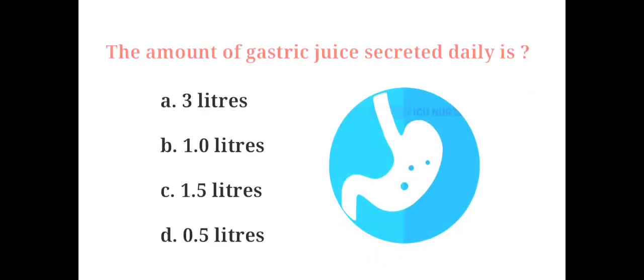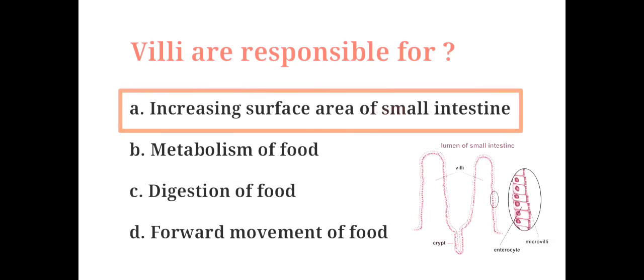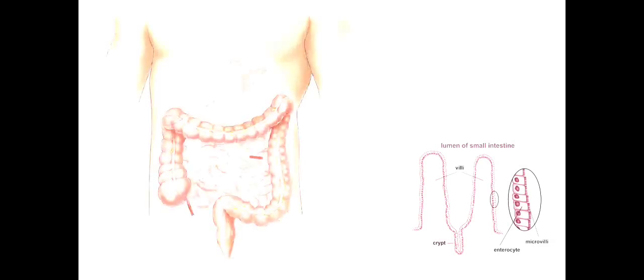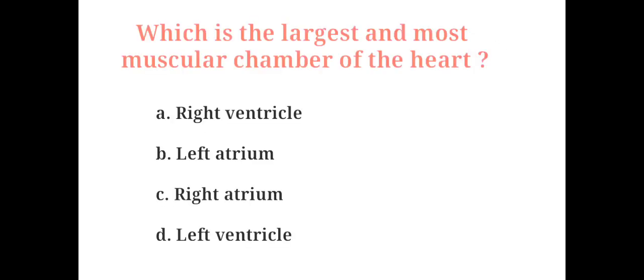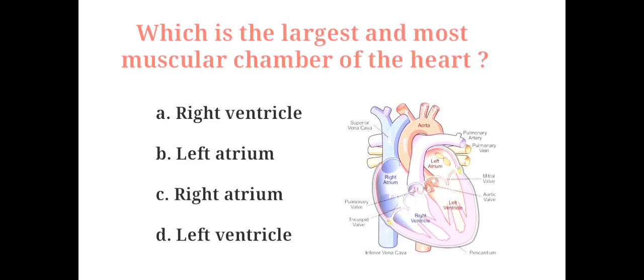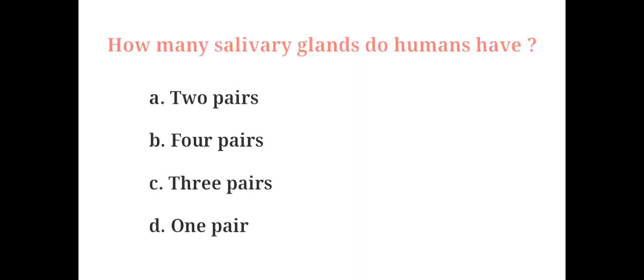The amount of gastric juice secreted daily is. The correct answer is C. 1.5 liters. Villi are responsible for. The correct answer is A. Increasing surface area of small intestine. Which is the largest and most muscular chamber of the heart? The correct answer is D. Left ventricle. How many salivary glands do humans have? The correct answer is C. 3 pairs.